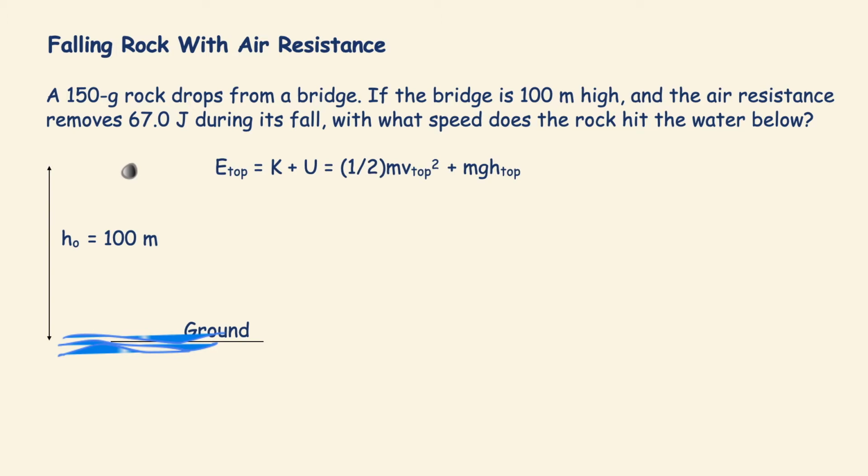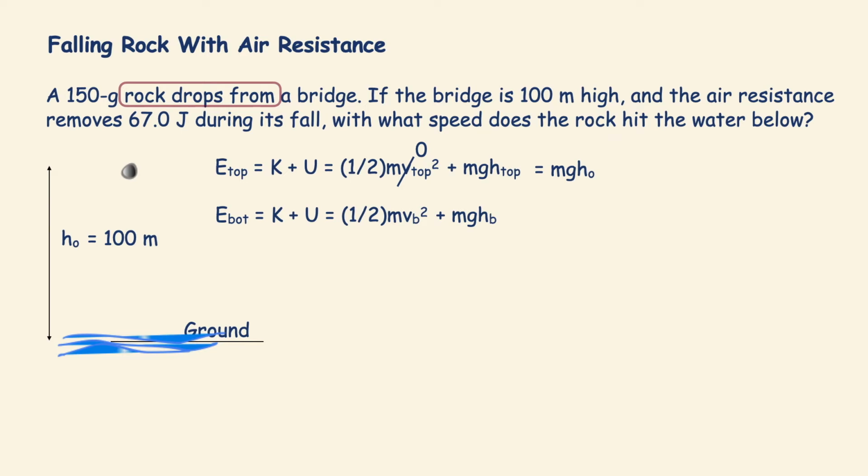Kinetic plus potential will give me 1/2 mv squared plus mgh. Of course, if the rock is being dropped from the bridge, that implies that it starts with 0 speed, so I can just ignore this term, and I can see that the total mechanical energy at the top will come from the potential energy.